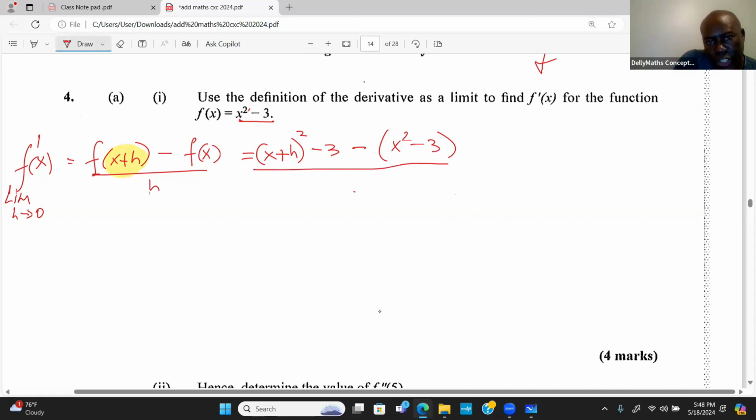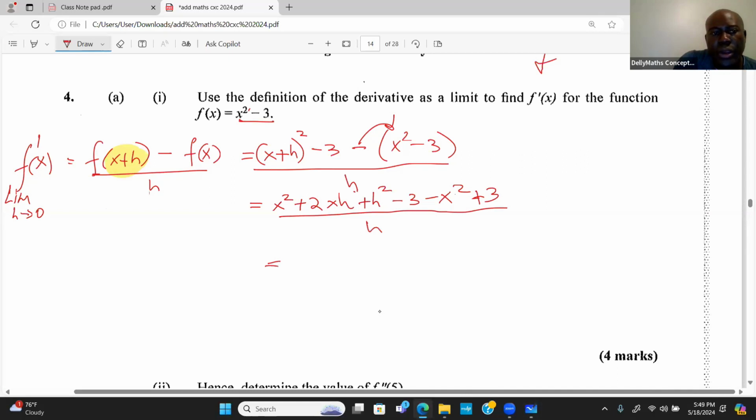all over h. Squaring our binomial, x times x becomes x to the second. h times x is going to give me hx, and we double that, we get 2. So this is positive 2xh. And h times h gives us h squared, minus 3. When we distribute this negative inside, we get negative x squared, positive 3, and all of this is over h.